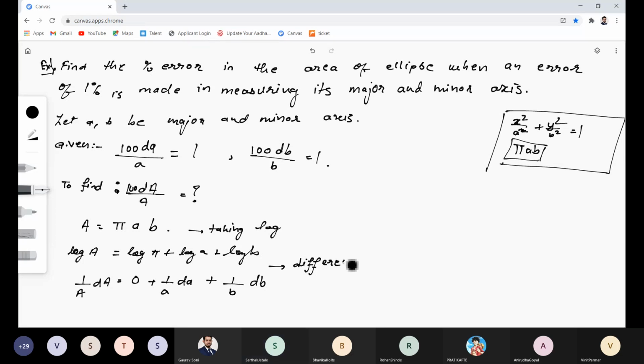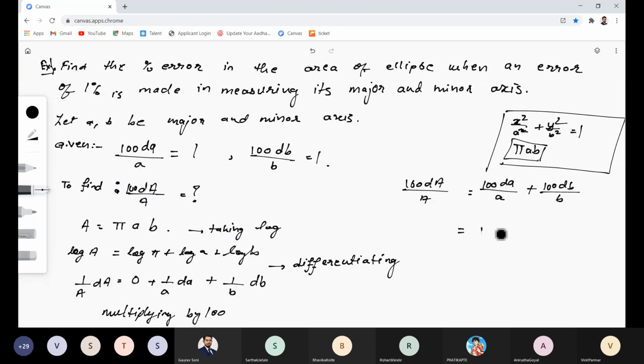Multiplying by 100, what we get here is 100 into dA upon A is equal to 100 into da upon a plus 100 into db upon b. Let's put the values here. 1 plus 1, the answer is 2. So if you have made 1% error while calculating the major and minor axis, the percent error while calculating the area that you will get is 2%. Whenever there is a product, it is better to take log, because after differentiating you directly get almost the required expression, 100 into dA upon A. We need to put this value.